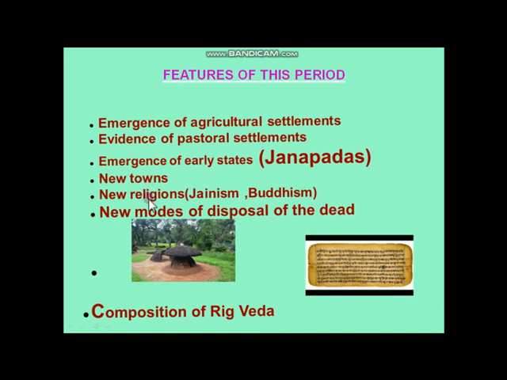Another important feature is the birth of two religions, namely Jainism and Buddhism. This period also witnessed new methods of disposal of the dead, especially in the central part and the southern part of India. The picture gives you its example, Toppikalle or Kudakalle, etc. That age itself is known as the megalithic age. So this is an important feature of this period. And another very important feature, Rig Veda began to be composed during this time.